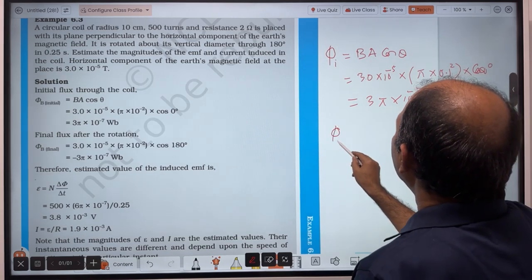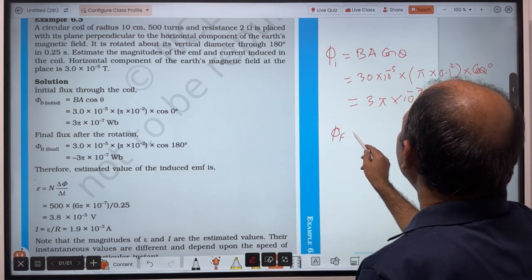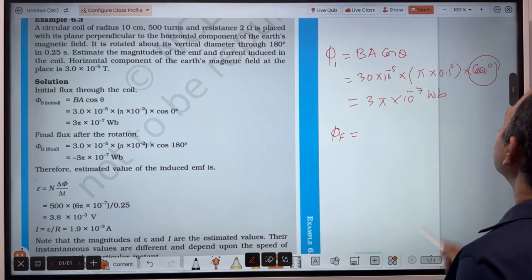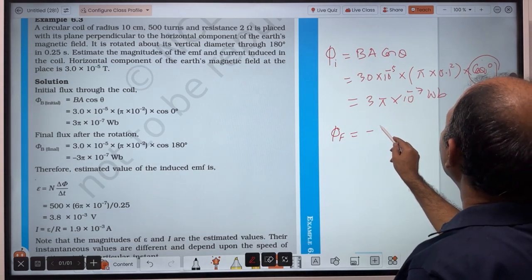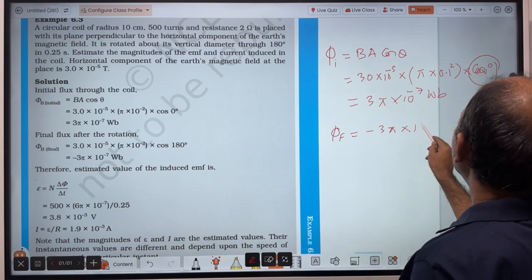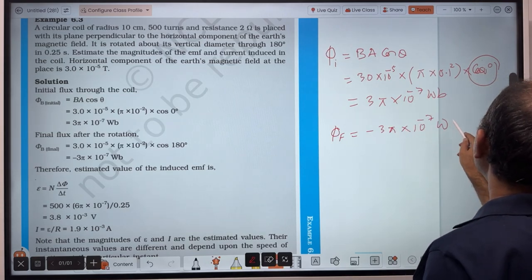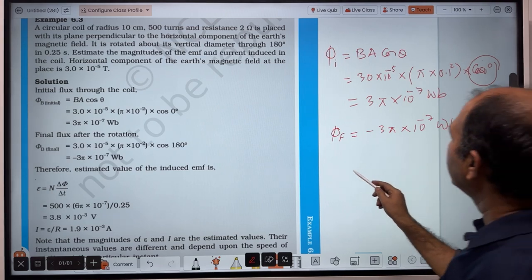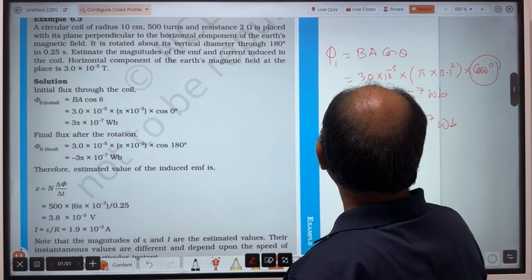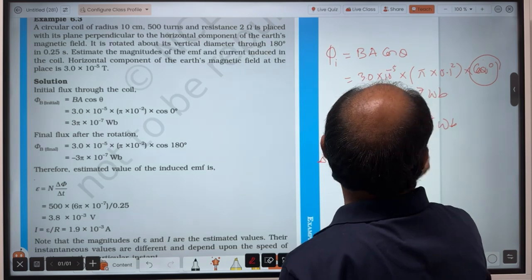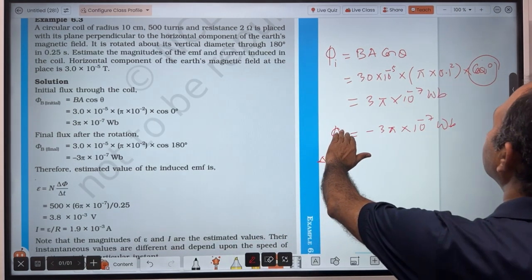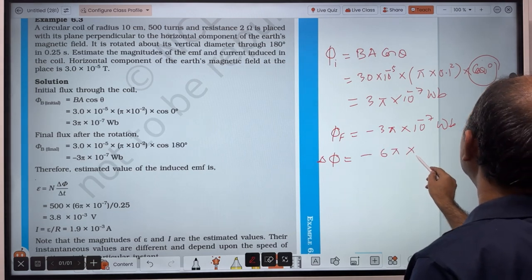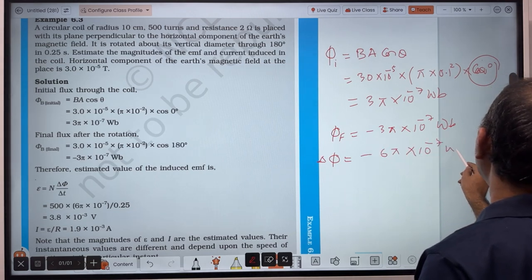And then we find final flux when theta is 180 degree. So no other changes than this cos 180 degree. So it will become negative 3 pi into 10 to the power minus 7 Weber. Why? Logic is simple. Cos 180 degrees is minus 1. And then if we find the change, so delta phi will be the difference of the two, second minus first, so it will be minus 6 pi into 10 to the power minus 7 Weber.